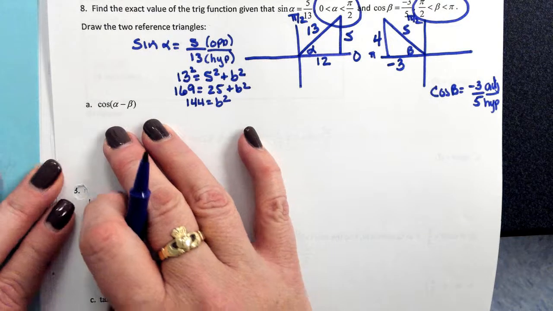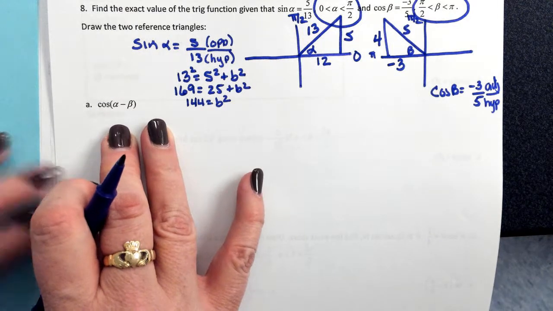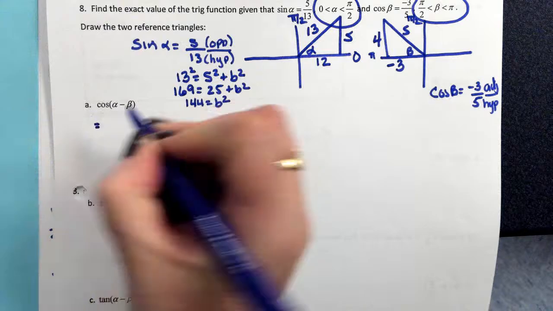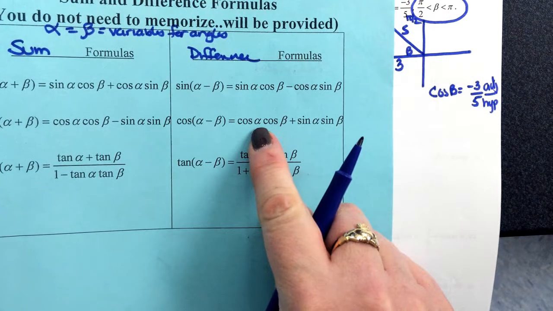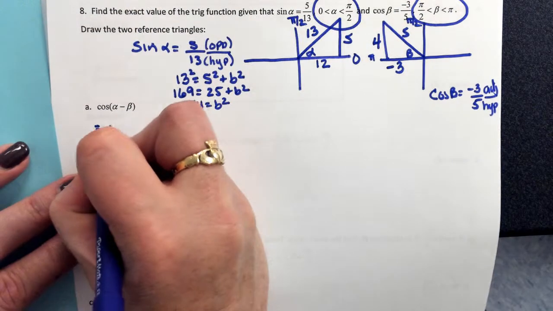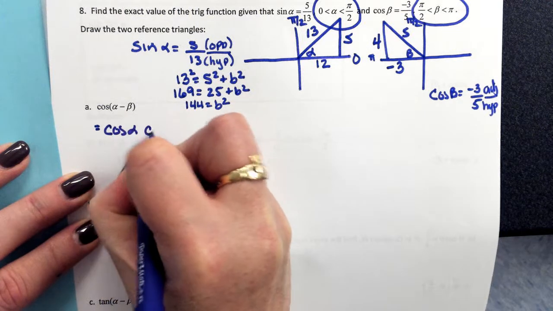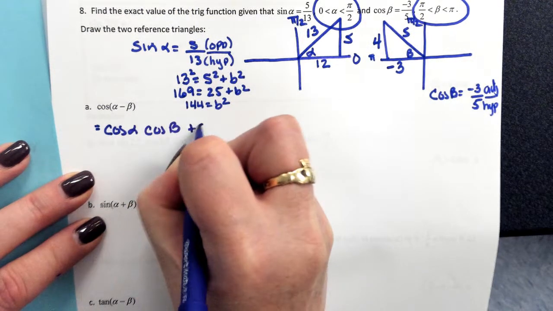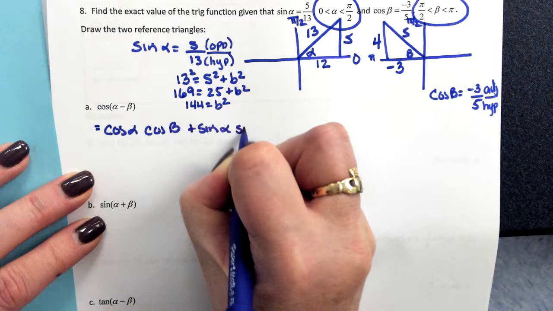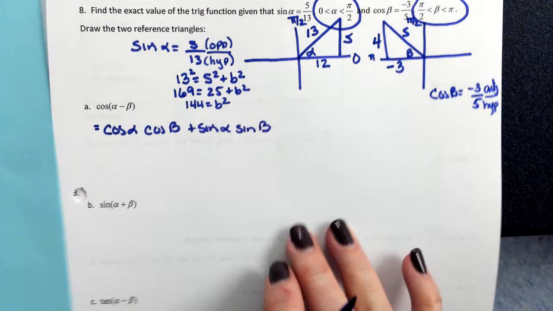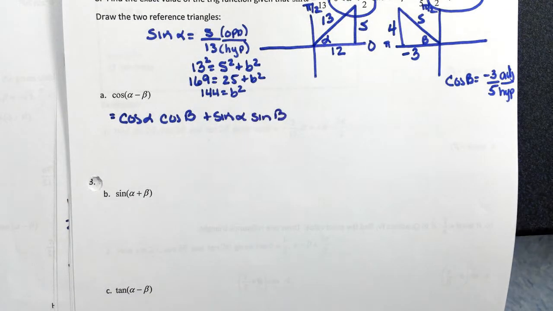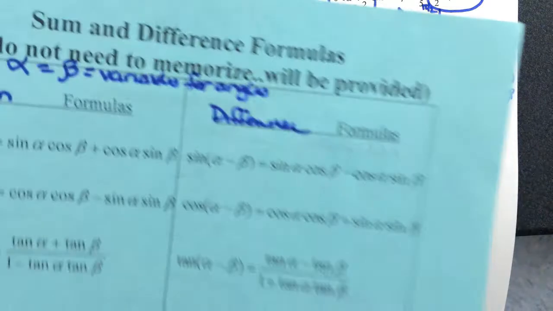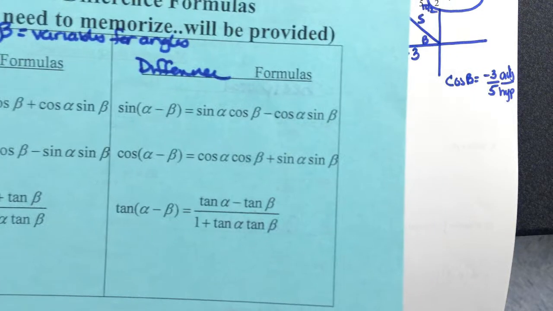Now they want you to find the cosine of alpha minus beta. So from my blue sheet, cosine of alpha minus beta is cosine alpha, cosine beta, plus sine alpha, sine beta. Always copy that formula, guys, on the problem that you're working on. All right?